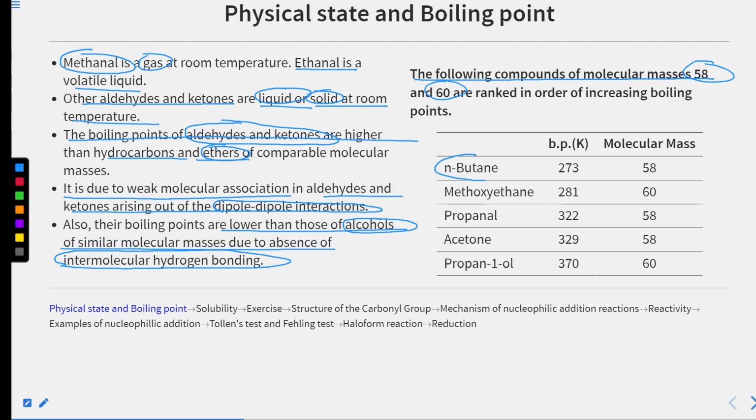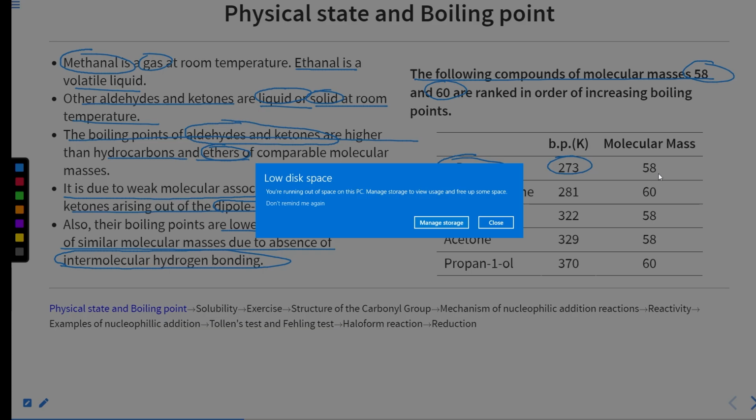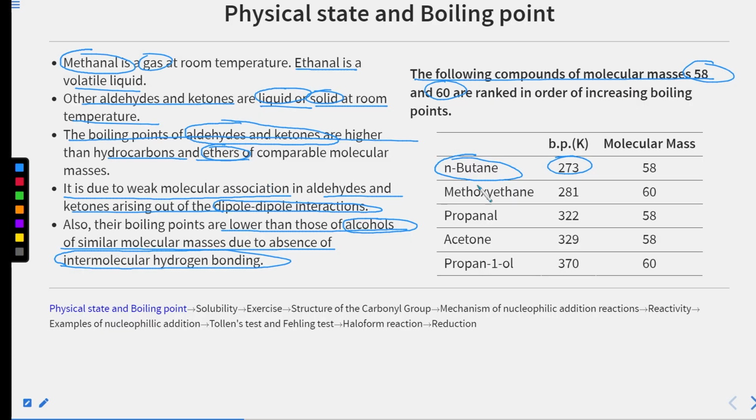So first we have normal butane, whose boiling point is 273 and molecular mass is 58. Then we have methoxymethane. Now you can see that as we move from this normal alkane to this ester, sorry, not ester, it is ether. Okay. It is methoxyethane. The structure looks like this: CH3O C2H5. So this is the structure of methoxyethane. This is an ether.